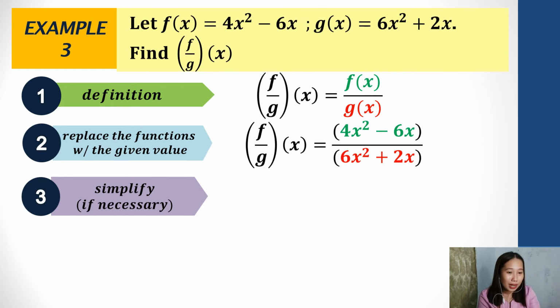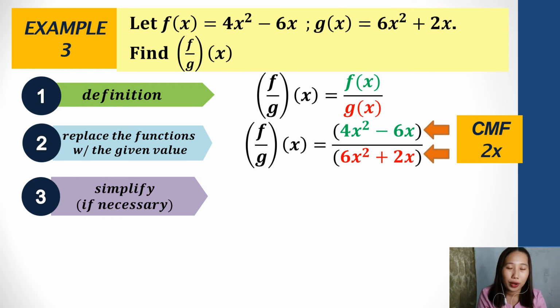So, masisimplify ba natin to? Okay, first is to find if there are any common factors para dun sa dalawang function natin. Okay, can you find common factors of 4x squared minus 6x and 6x squared plus 2x? So, pause this video and list down factors for the two functions. Okay, so we have our CMF or our common monomial factor na 2x.